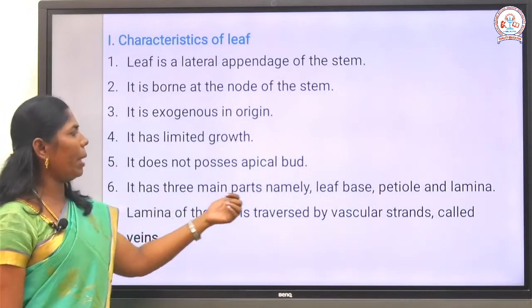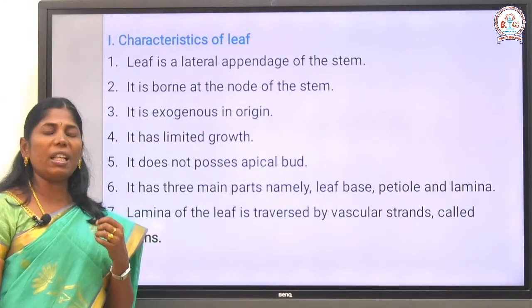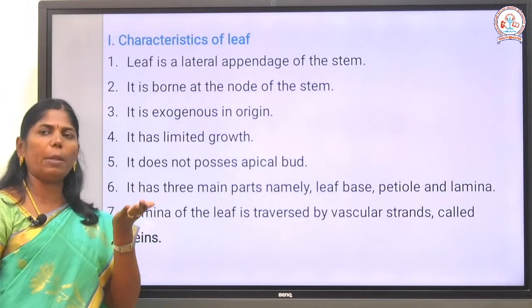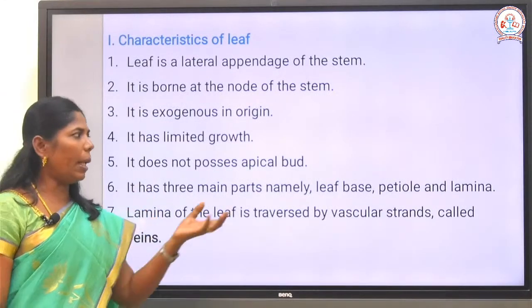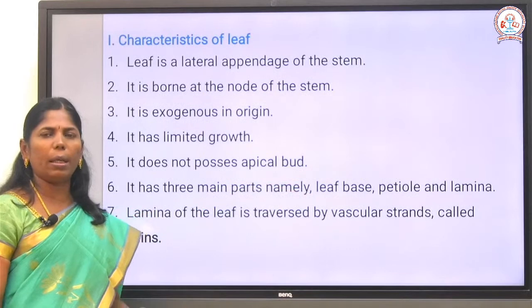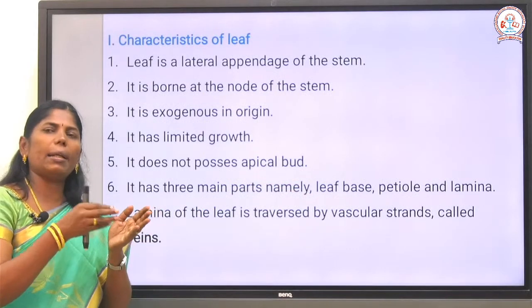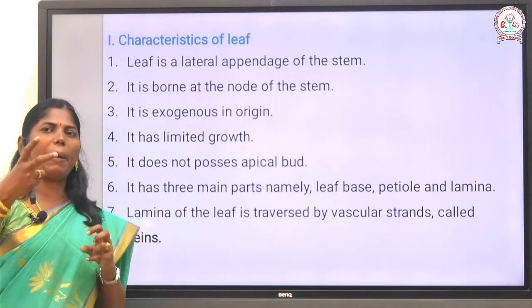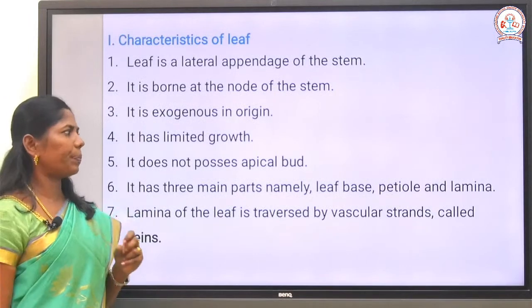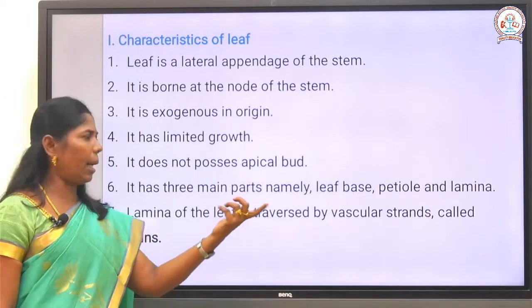So it has three main parts, already I said that: leaf base abingiradhu petiole oda adipagiri da, leaf base appdin solrom, adukapram petiole then lamina, okay. So where the leaf is attached, on the node region, node region ku mela da adu enna solrom, that is the leaf base. Next petiole and lamina are there.